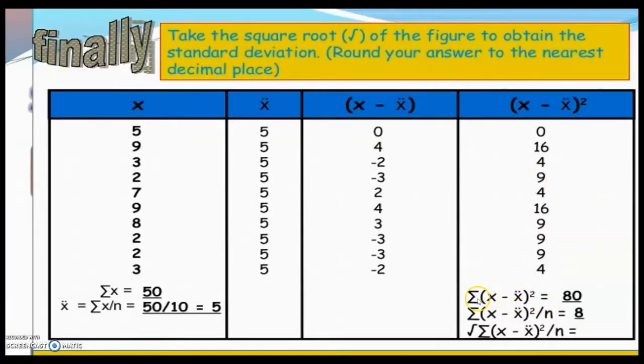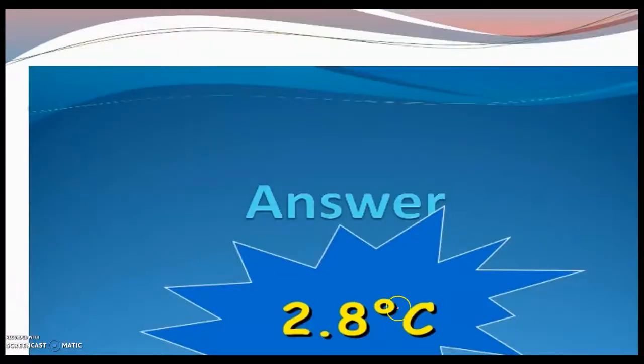Then find out the total, that means sigma x minus x bar all square. So you have to add all these values and we get 80. Then find out sigma x minus x bar square divided by n. So 80 divided by 10, we get 8. Then root of sigma x minus x bar square divided by n, that means root 8, is equal to 2.8. The answer is 2.8 degrees Celsius.